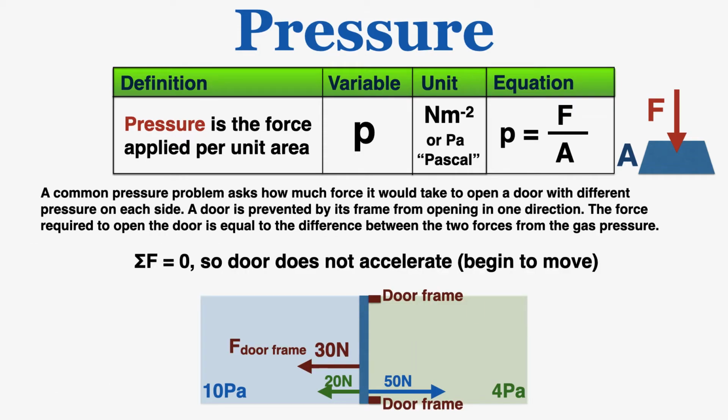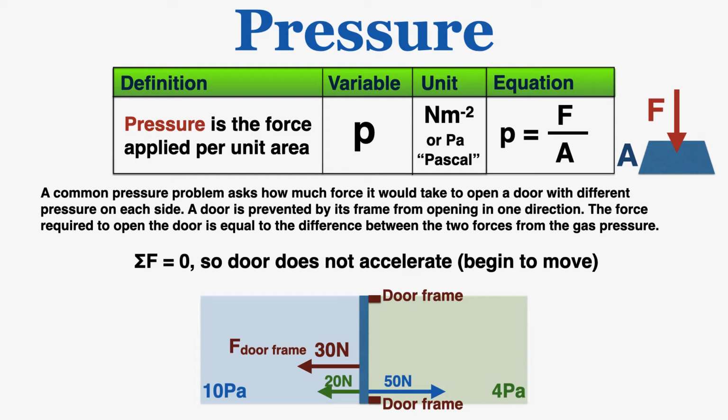A common pressure problem asks how much force it would take to open a door with different pressure on either side. A door is prevented by its frame from opening in one direction. The force required to open the door is equal to the difference between the two forces from the gas pressure. So we can pretend that this barrier is a door. You can see that it has a door frame on one side of it that puts a force on it, preventing it from accelerating to the right.